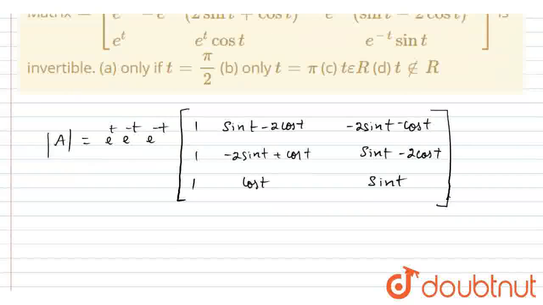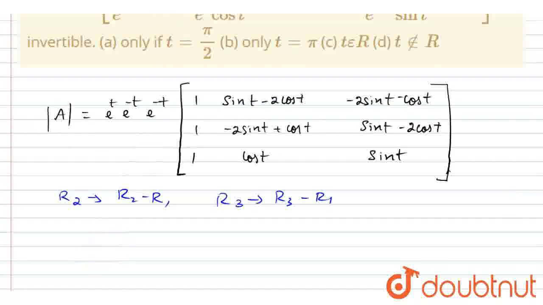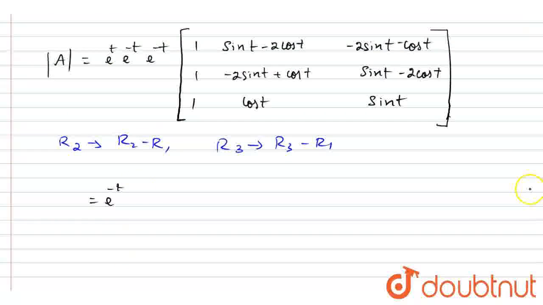Now here the e^t and e^(-t) value is 0, so e^0 is 1, right? So I'm going to take this as a 1 and do some operations here. Row 2, I'm going to change as R2 minus R1, and row 3 as R3 minus R1. Okay students, therefore the value is equal to 1 into e^t equal to e^(-t). The matrix will come here.